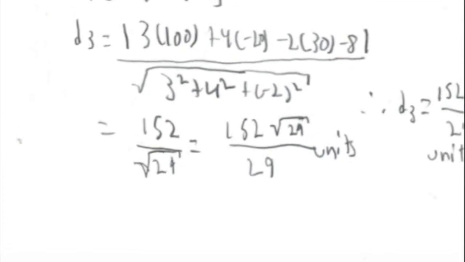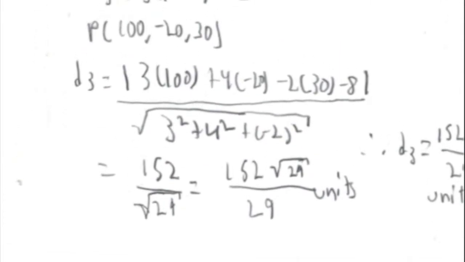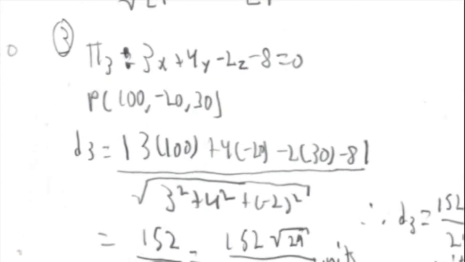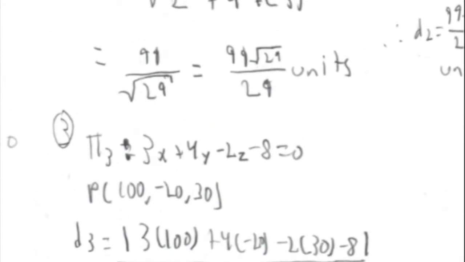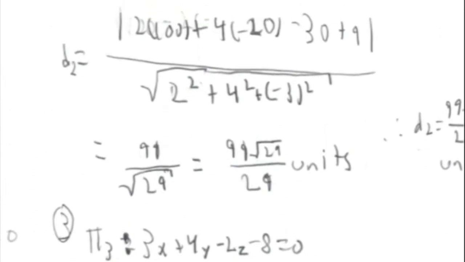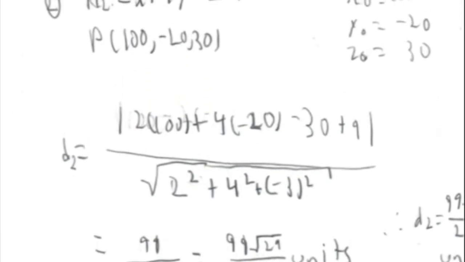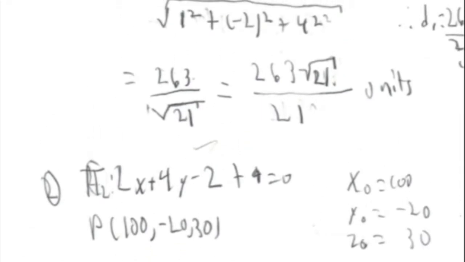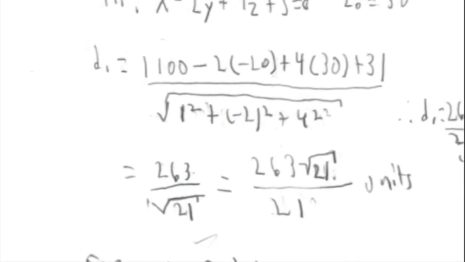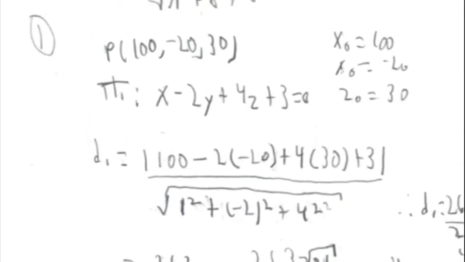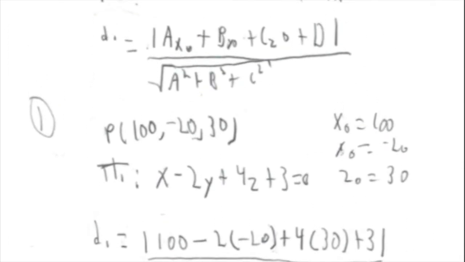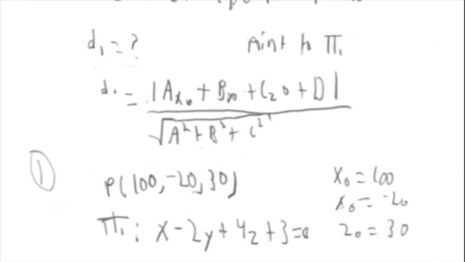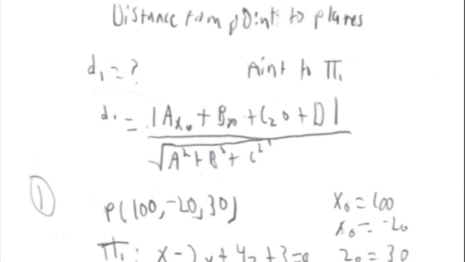So we used a random point which was 100, negative 20, and 30. And we decided to find the distance of that point from the three different planes. Using the equation learned from 9.6, we found out that the distance of the point from the three different planes varied. From plane 1, the distance was 263 root 21 over 21 units. From plane 2, the distance was 99 root 29 over 29 units. And from the third plane, the distance was 152 root 29 over 29 units.